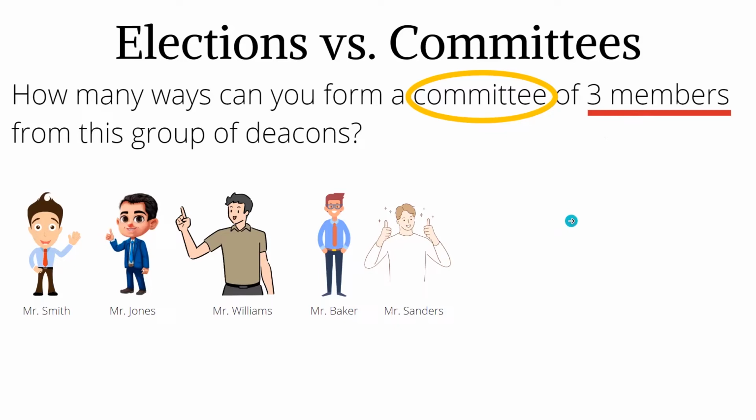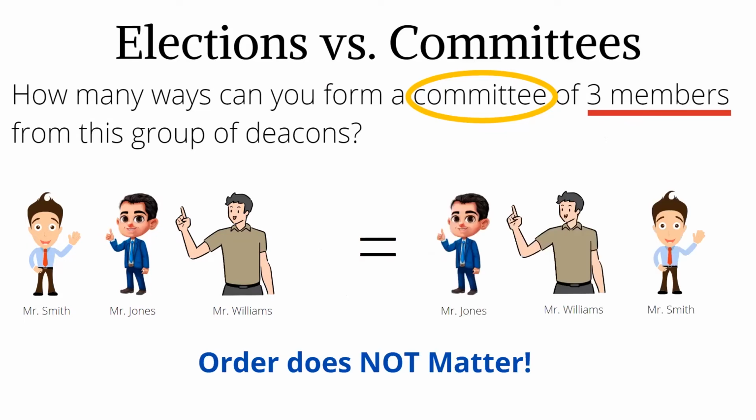So let's use our same 3 guys, Smith, Jones, and Williams. Now they are going to make the members of the committee. Okay, now the order here does not matter in a committee because it really doesn't matter if you pick Smith, Jones, Williams, or Jones, Williams, Smith. It's still the same 3 people on a committee. So the order in which you pick them does not matter. Okay, so thankfully, the idea of committees should hopefully be familiar to you.